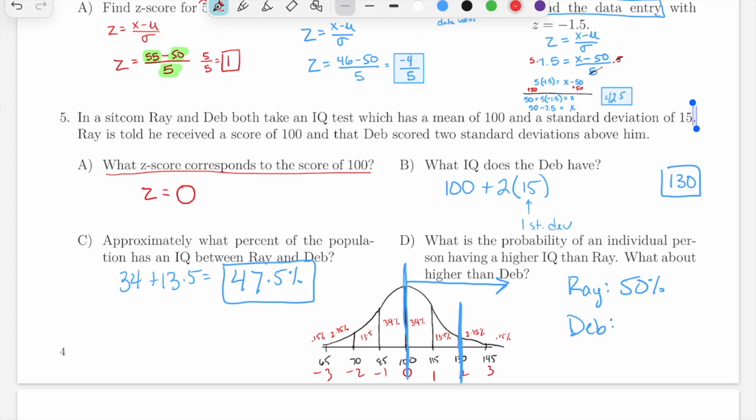Now, for Deb, on the other hand, Deb was here at 130. And so, what percent is higher than Deb? That would be just adding together just those two, right? So 2.35 plus 0.15, that's 2.5%. Only about 2.5% of the population has an IQ higher than Deb.